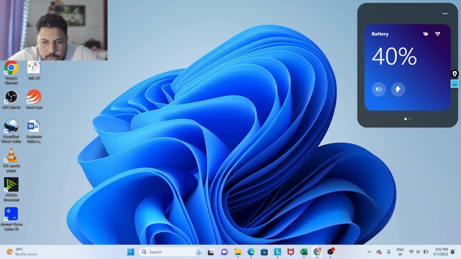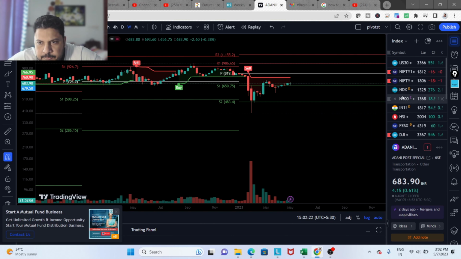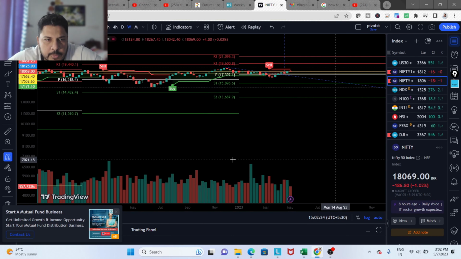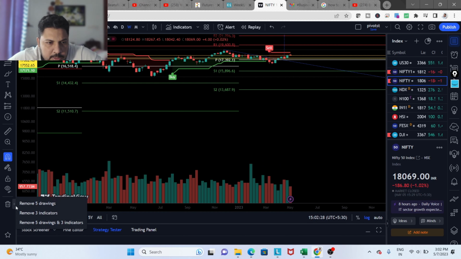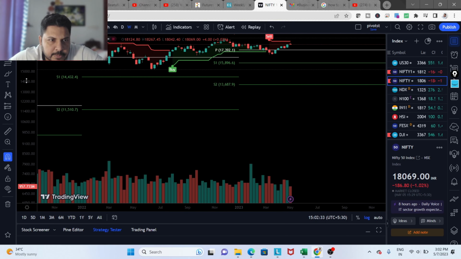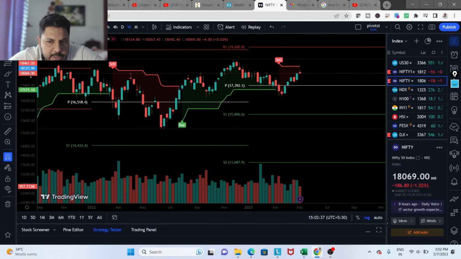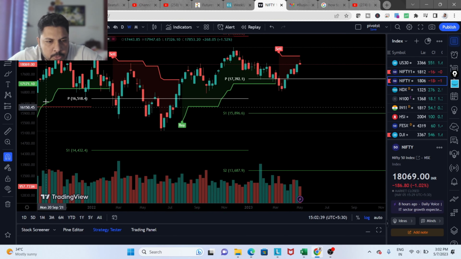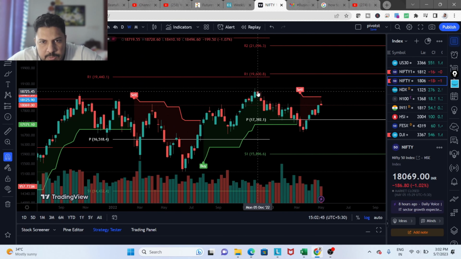So today I'm going to use TradingView, and let's go to the Nifty chart. Just ignore all the lines and let's delete all the drawings on this. Let's put a pivot point, simple super trend and pivot point, and try to analyze the market. So what we are seeing here is a weekly chart. You can see this was the high.